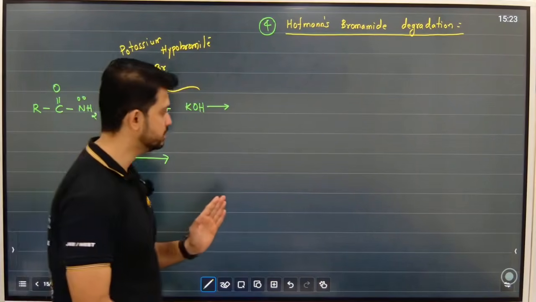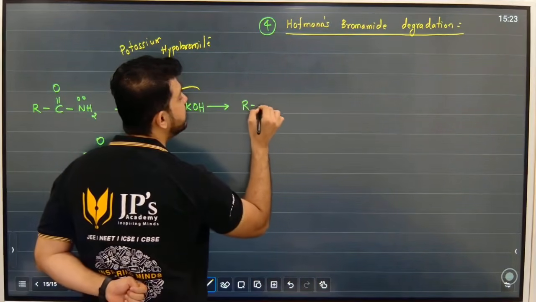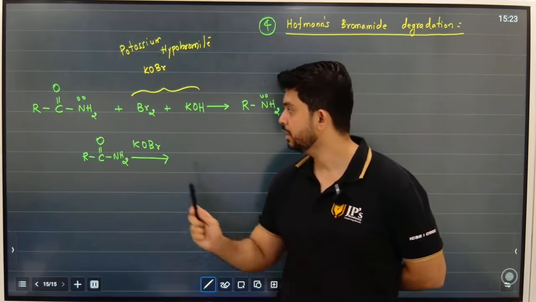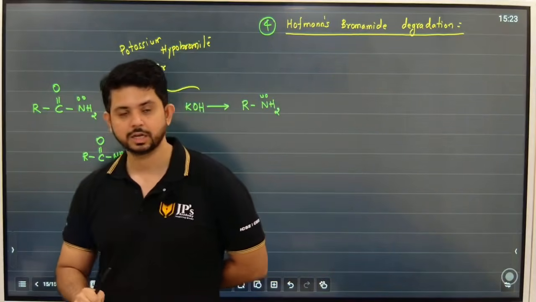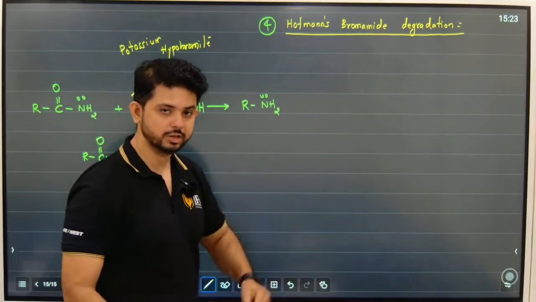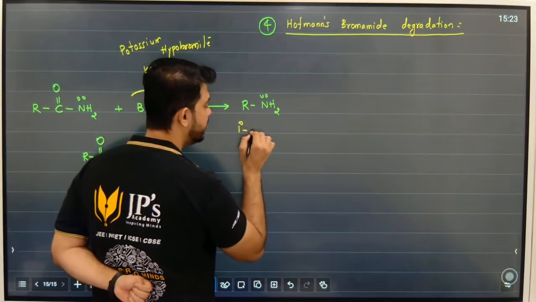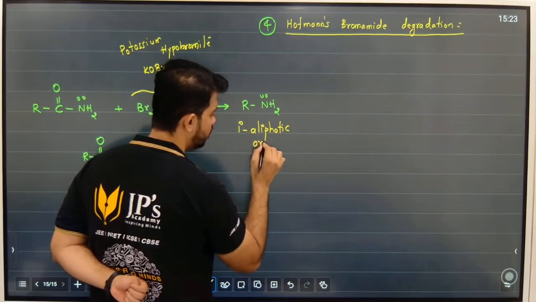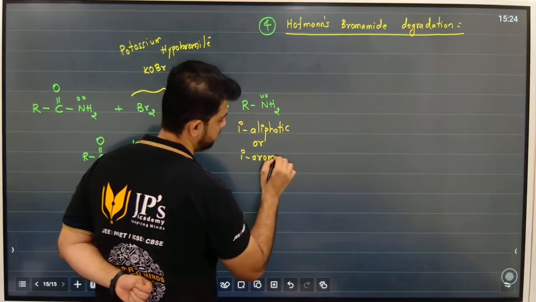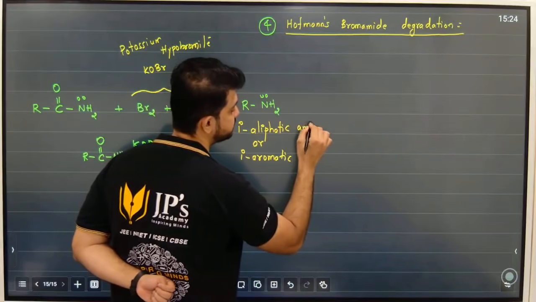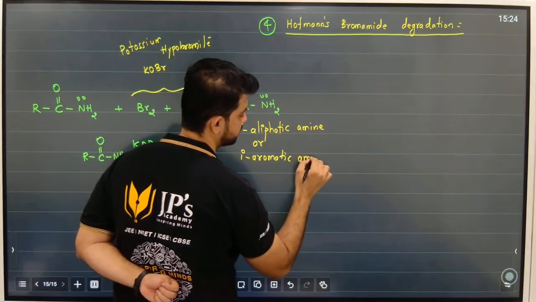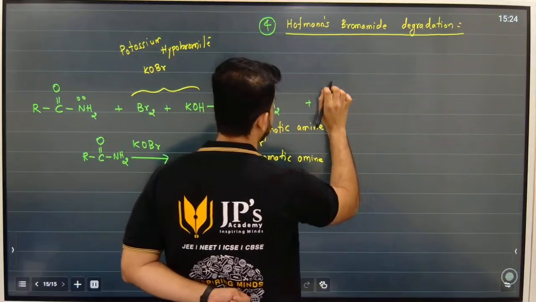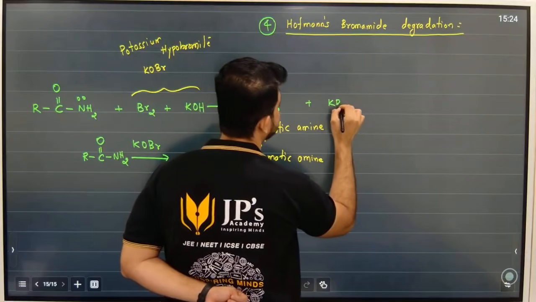Now what happens here is, students, you get an amine containing one less carbon than the parent amide. तो parent amide में अगर 2 carbon थे, then in your primary amine you'll have 1 carbon less. And यहाँ पे students, you can get both. You can get primary aliphatic amine or you can get primary aromatic amine. Doesn't matter. And इसके साथ students हमें मिलता है NaBr, pardon me, I'm using sodium, so KBr.